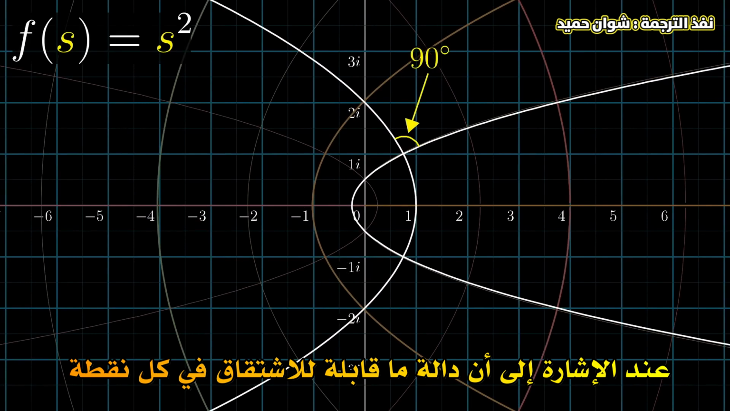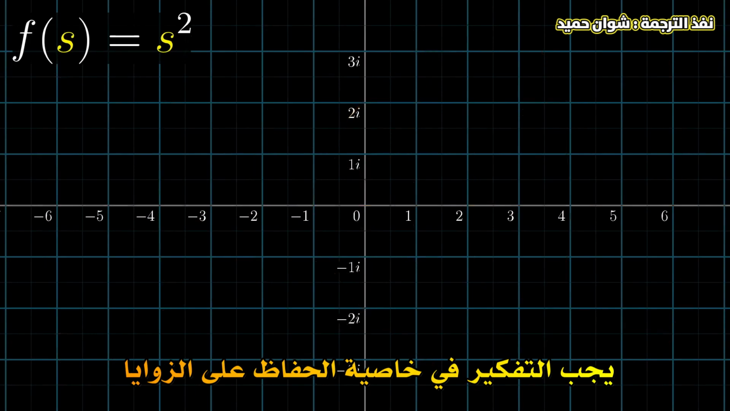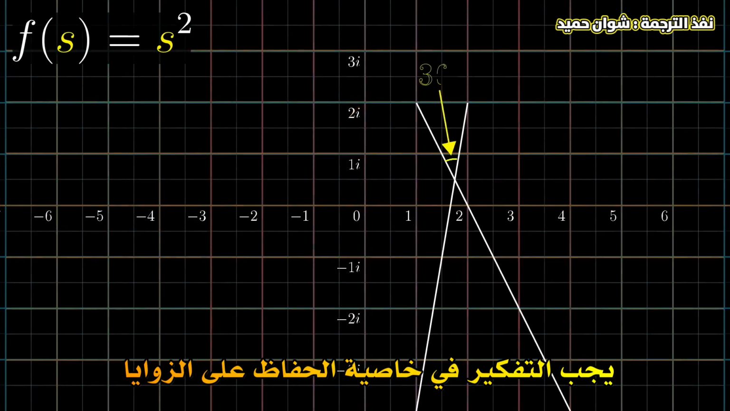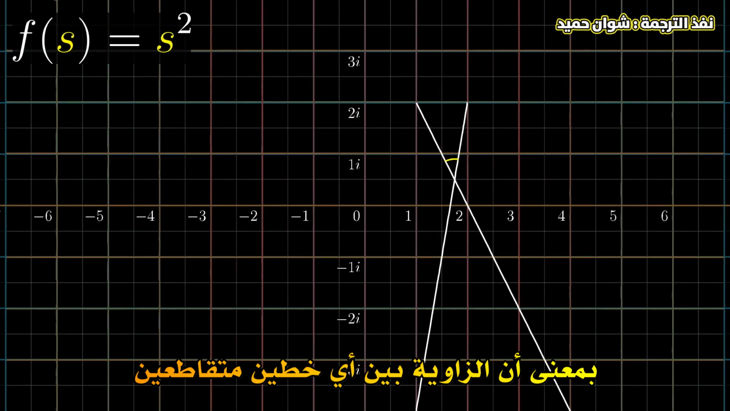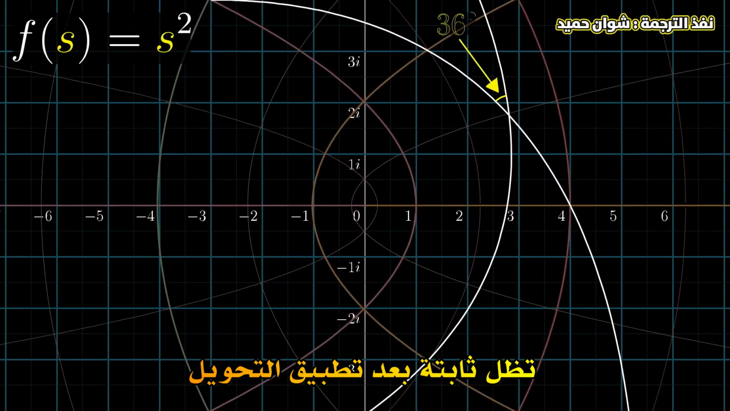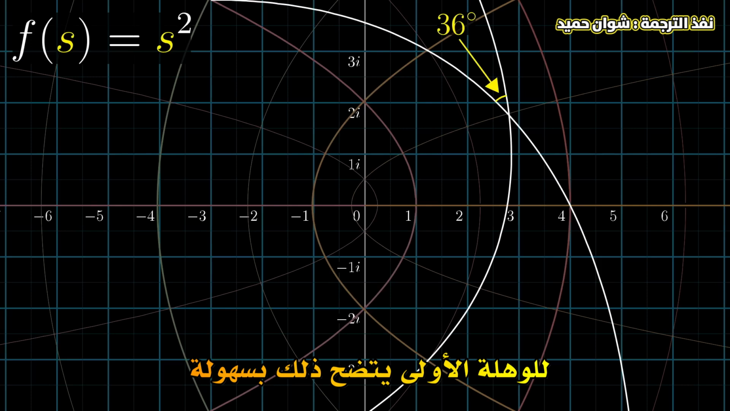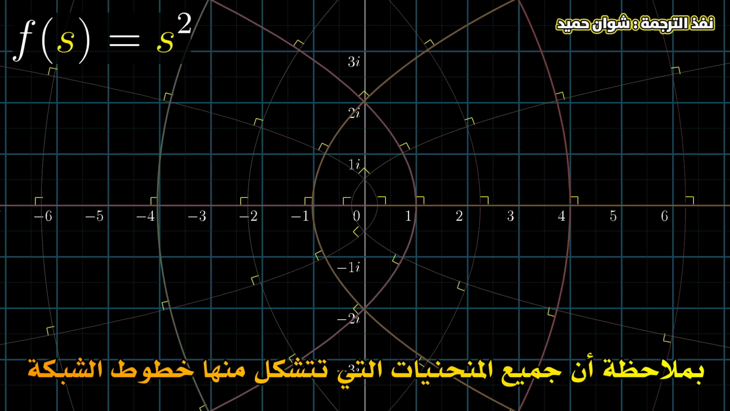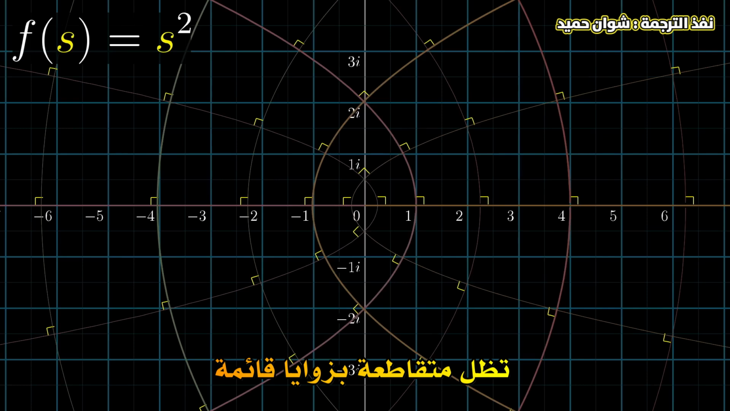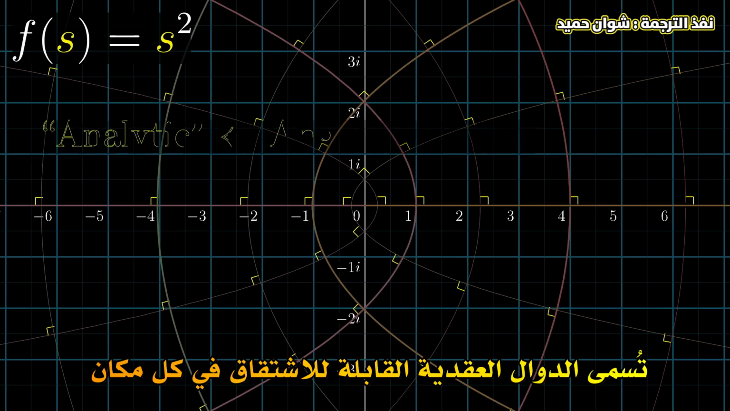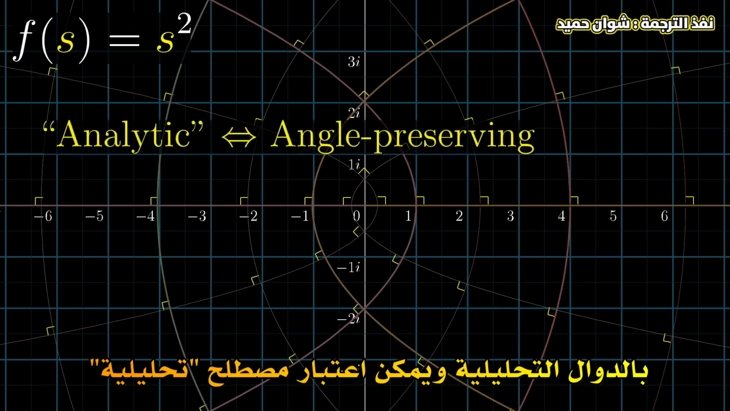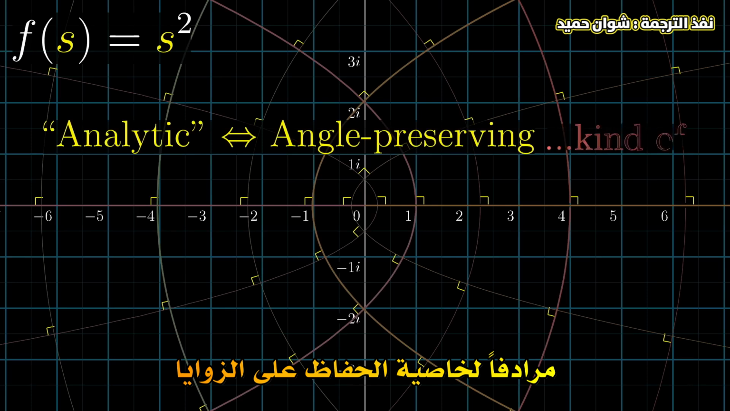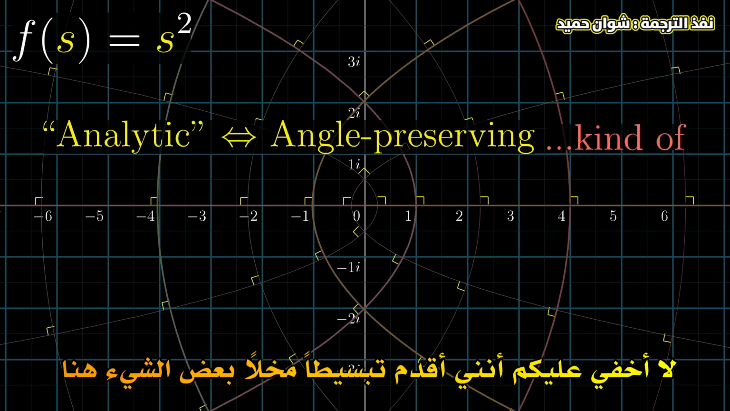So when I say a function has a derivative everywhere, I want you to think about this angle-preserving property, that anytime two lines intersect, the angle between them remains unchanged after the transformation. At a glance, this is easiest to appreciate by noticing how all of the curves that the grid lines turn into still intersect each other at right angles. Complex functions that have a derivative everywhere are called analytic, so you can think of this term analytic as meaning angle preserving. Admittedly, I'm lying to you a little here, but only a little bit.